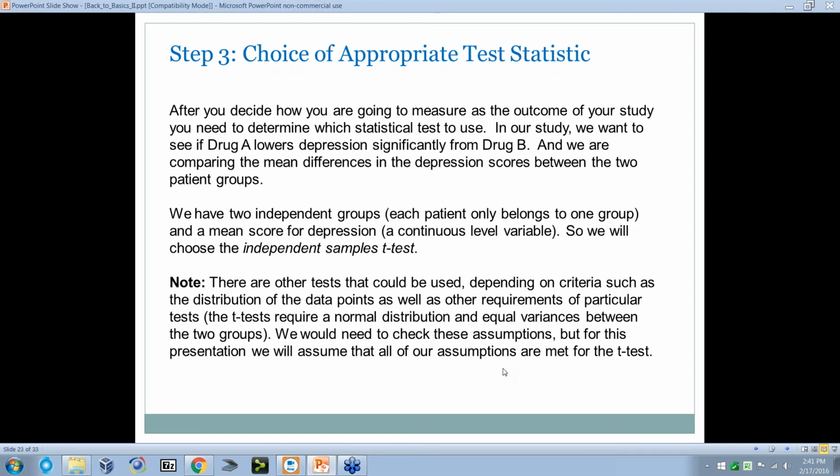So after you decide how you're going to measure it, you need to determine what test we're going to use. Okay, well, we're looking at means. So we want mean differences, and there are 2 groups, and they're independent. Everybody's just assigned into one group. A person's either taking drug A or they're taking drug B. Nobody's taking both. So we're going to use an independent samples t-test. There are other tests that could be used depending on the criteria, but that's what we're going to use. And we're going to make the assumption that everything we needed as a requirement to use that t-test is good.